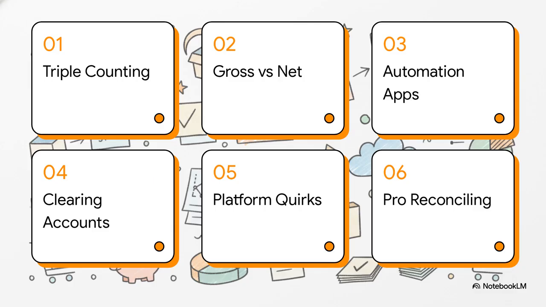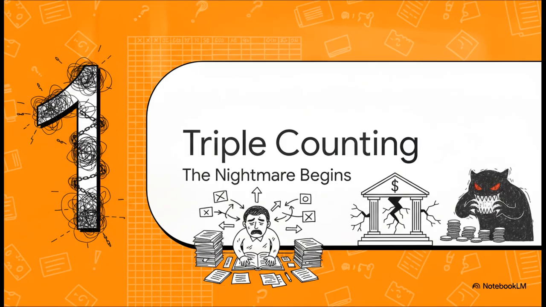We'll cover the triple counting nightmare, gross versus net payouts, enter the automation apps, the clearing account secret, Shopify and Stripe quirks, and finally, reconciling like a pro. Okay, section 1, the triple counting nightmare.